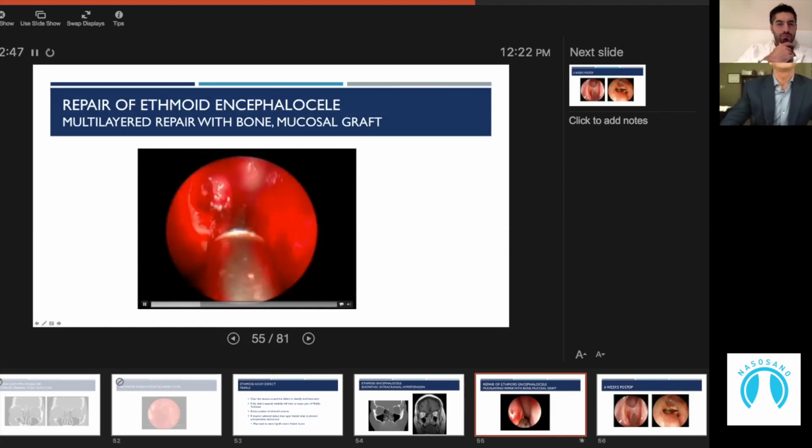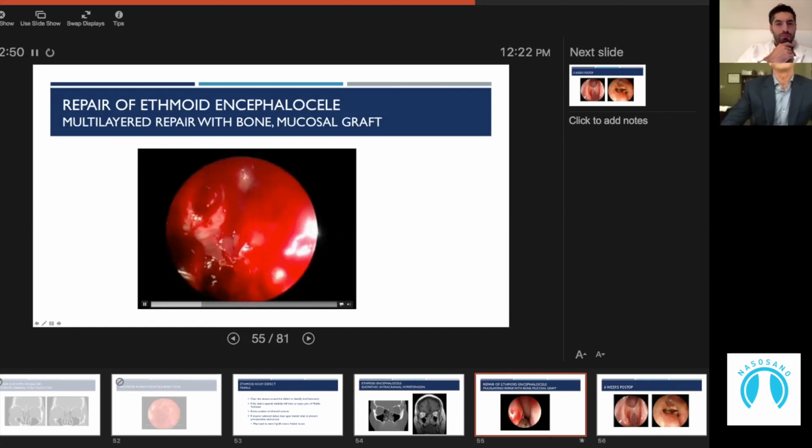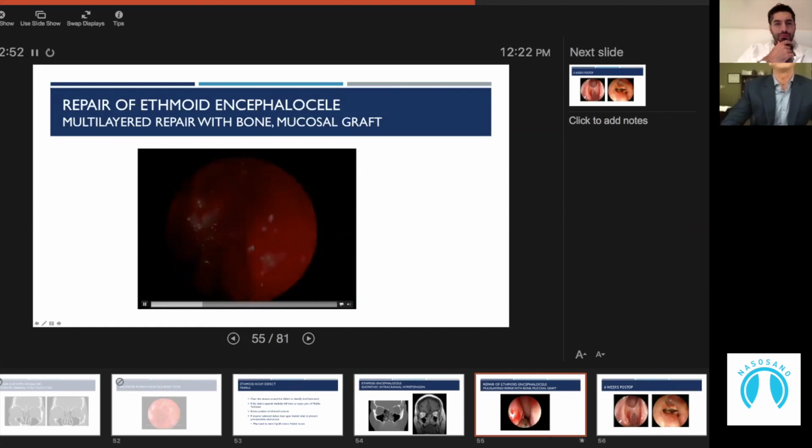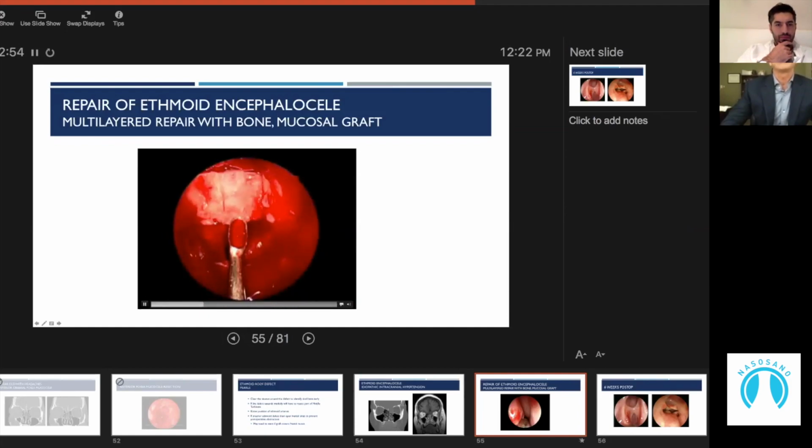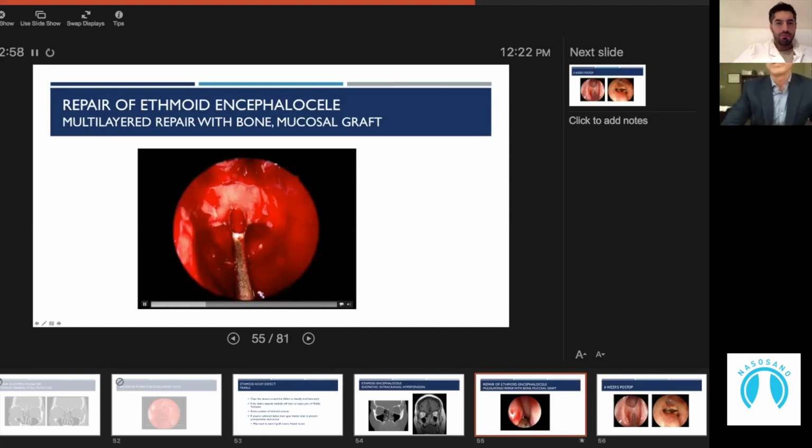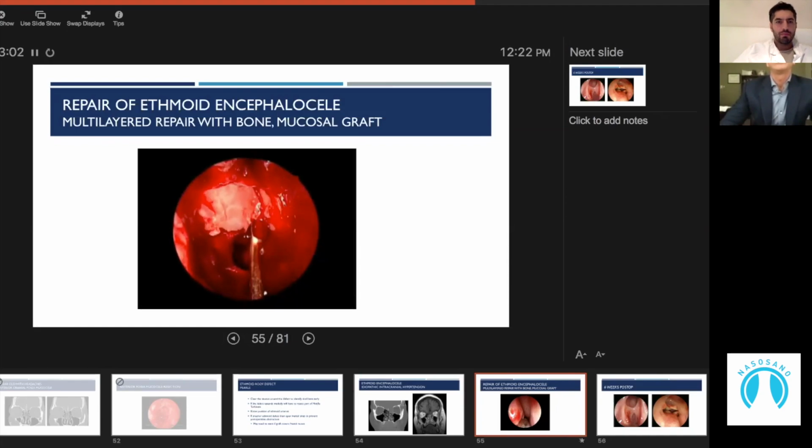In this case, I've got a defect right here. As you can see, a little round defect. I actually had two defects. There was one in front of it also. In this one, there was a fair amount of brain tissue, so I'm going to use a little septal bone graft to lay in this defect.